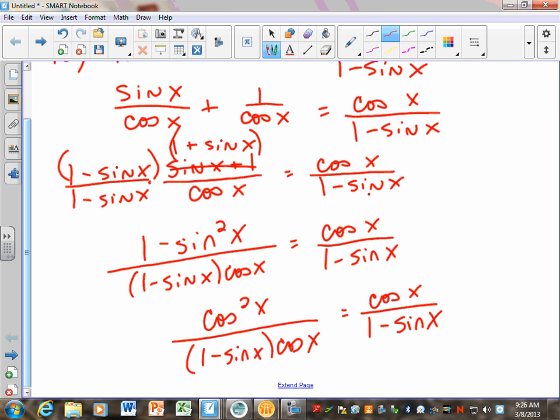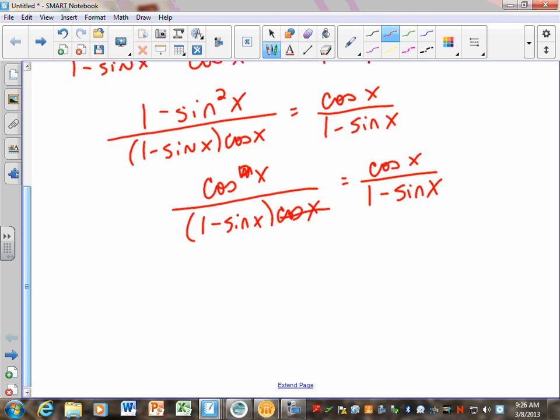And again, look at what we have, look at what we want. Can we get there? Can we get to that final step? Yeah, if I have a cosine squared on top and a cosine on the bottom, and that's multiplication, I can cancel one out. So I can cancel out this cosine with one of those cosines, and I do have the proof finished now. That's cosine of x over 1 minus sine of x equals cosine of x over 1 minus sine of x.